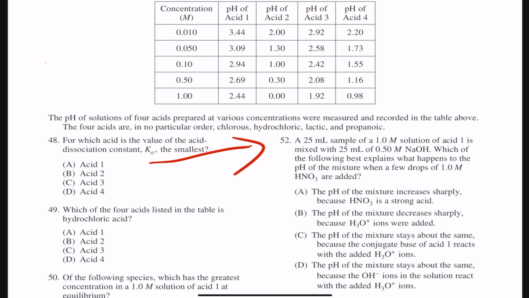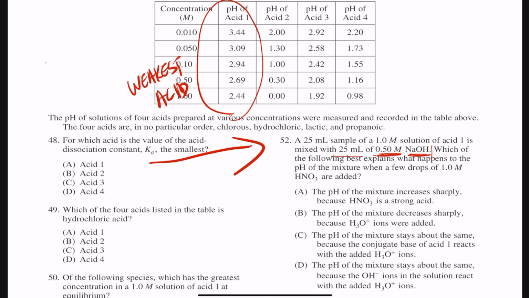Number 52, a 25 ml sample of a 1 molarity solution of acid 1. If you remember from the previous questions, this acid 1 was the weakest acid among all these guys, so let's mark that. Weakest acid is mixed with 25 ml of 0.5 molarity NaOH, half of that. Which of the following best explains what happens to the pH of the mixture when a few drops of 1 molarity HNO3 are added?